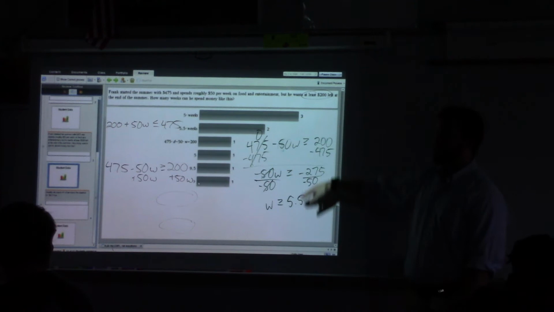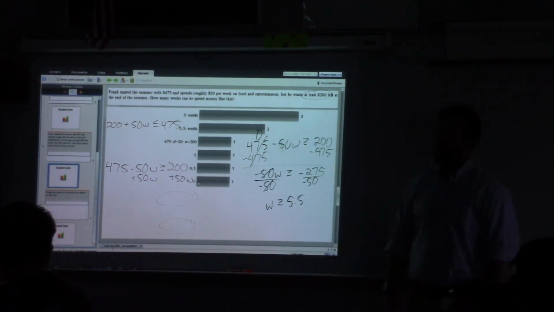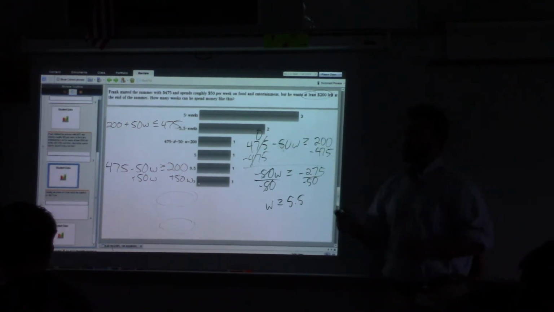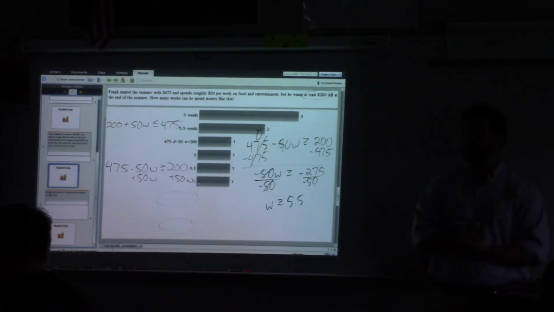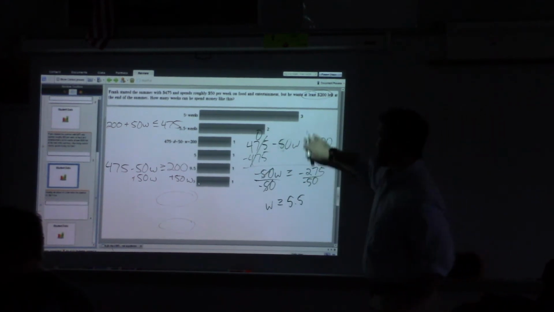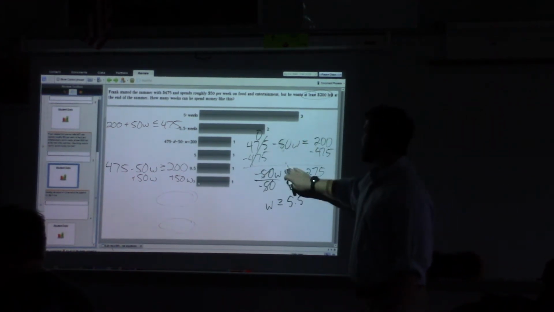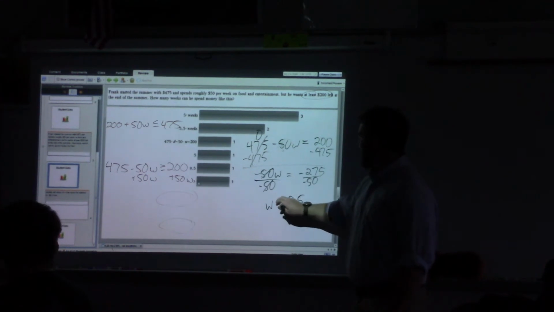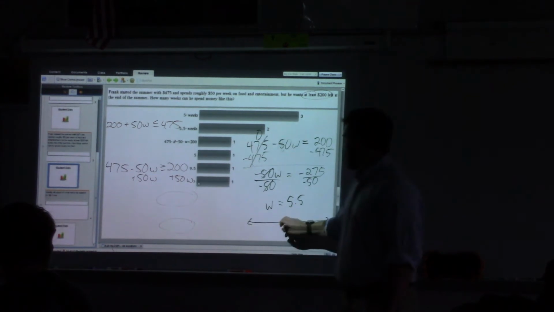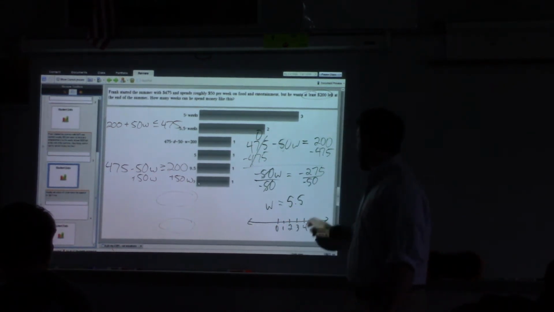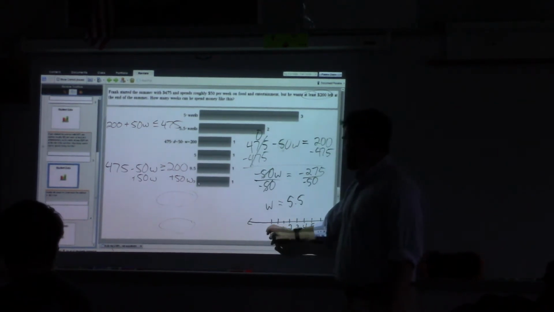What could I have done to make my life easier all the way through here? Remember, I told y'all I wouldn't even solve this as an inequality. I'd solve it as an equation, right? I would make this an equation all the way through. And then what number has to be on my number line? 5.5, right? So 0, 1, 2, 3, 4, 5, 6. Should it be an open point or a closed point, do you think? Open. Why open?